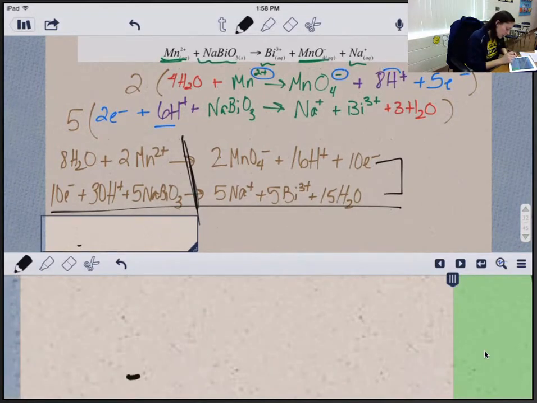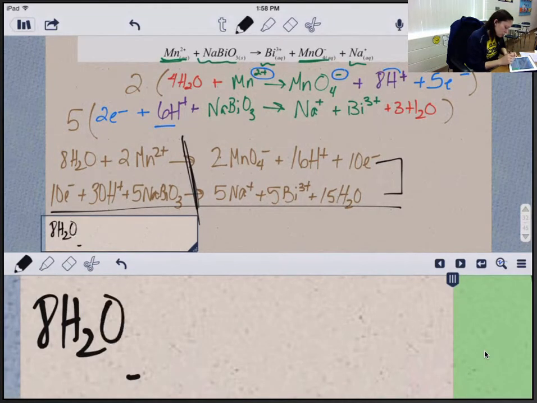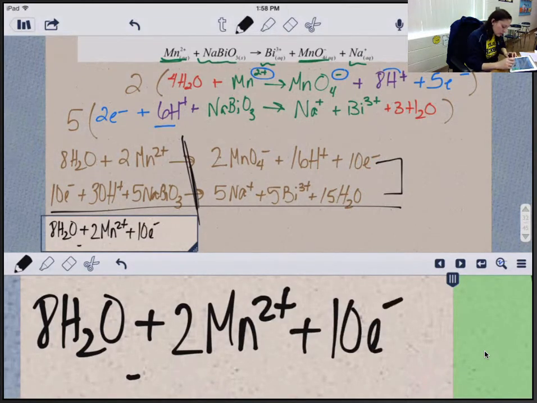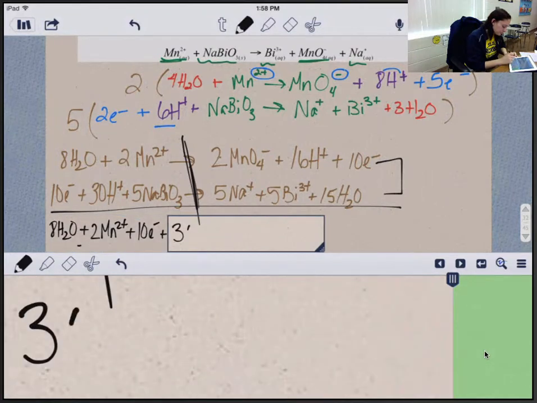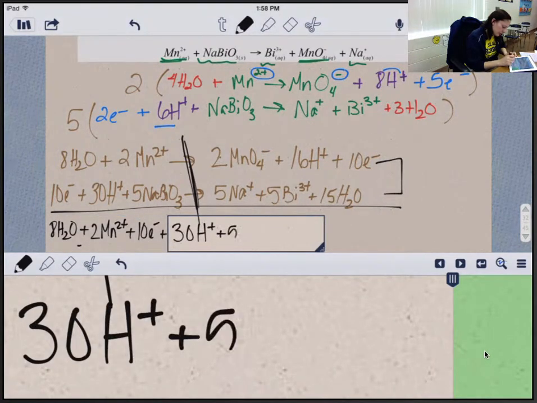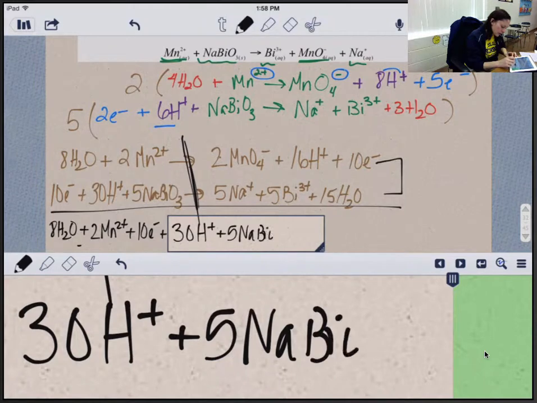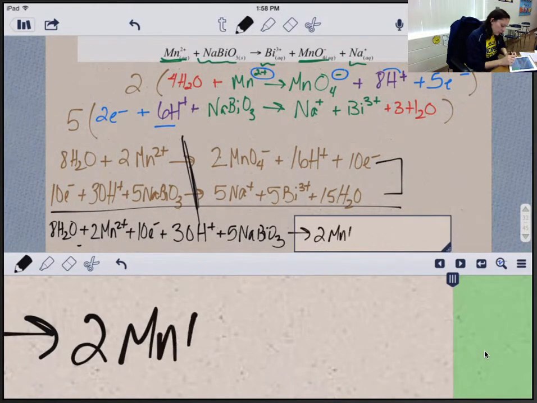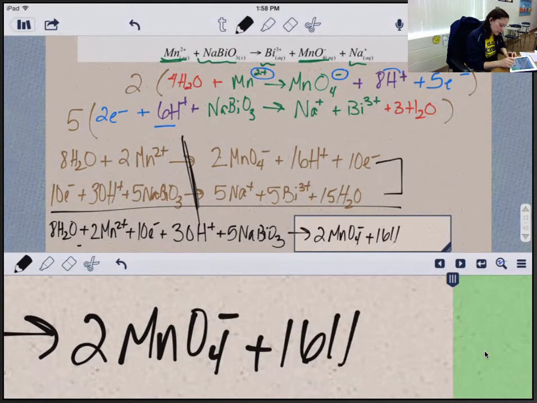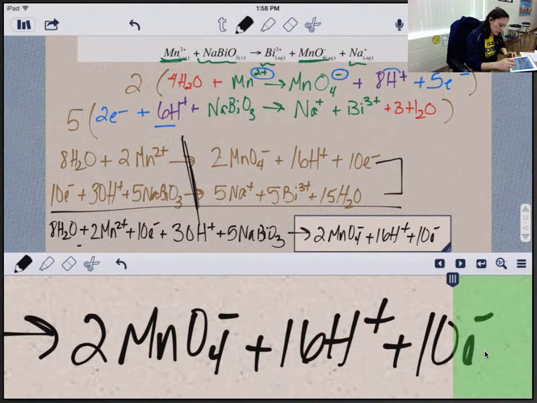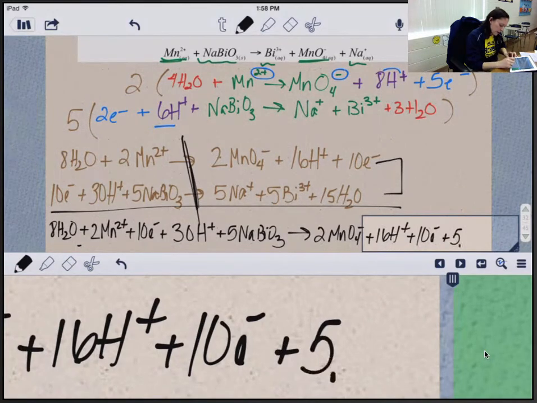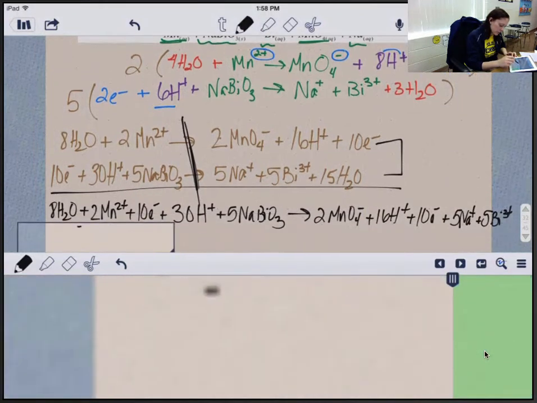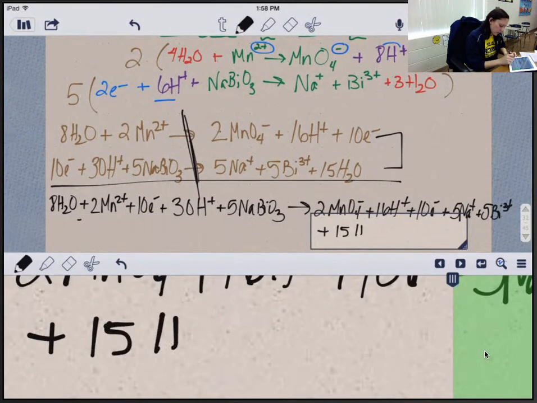So on the left side, I'm going to have 8 H2Os, 2 Mn2+, 10 electrons, 30 hydrogens, 5 NaBiO3s. And I go to the right side, 2 MnO4-, 16 hydrogens, 10 electrons, 5 Na+, 5 Bi3+, and I always run out of room, and 15 waters.